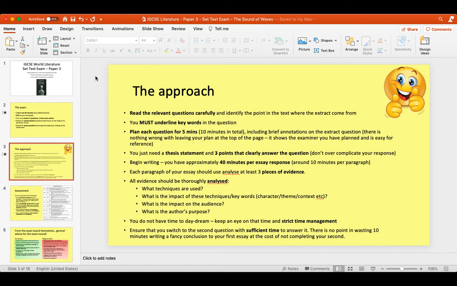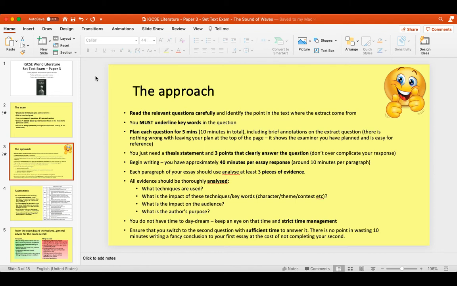Then the thing that's really important is the 3 P paragraphs, the 3 analytical paragraphs, okay? Make sure your points answer the question. Don't overcomplicate them. Just give a solid, thorough answer with some good evidence and some solid analysis, and you'll be absolutely fine. You've got about 40 minutes per essay response, so there's very little time here.